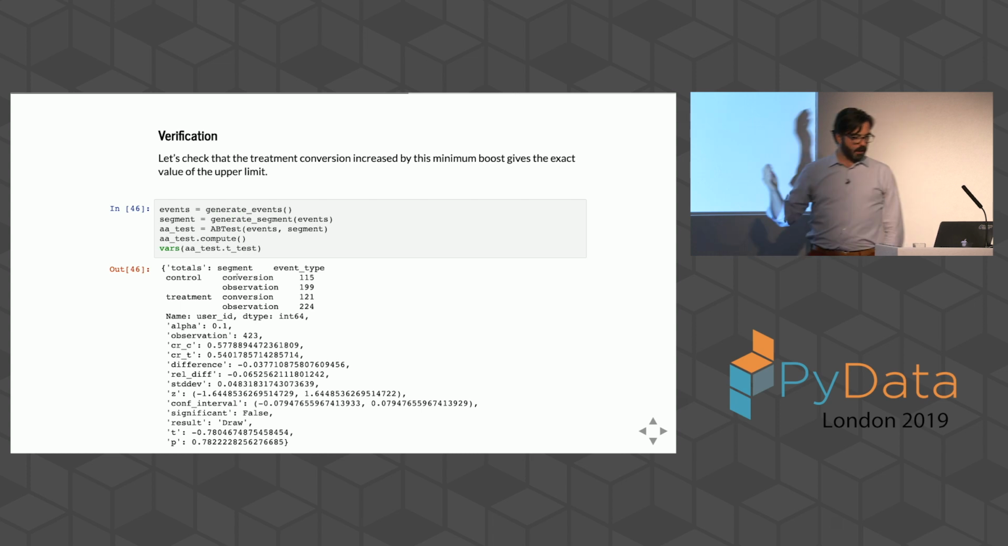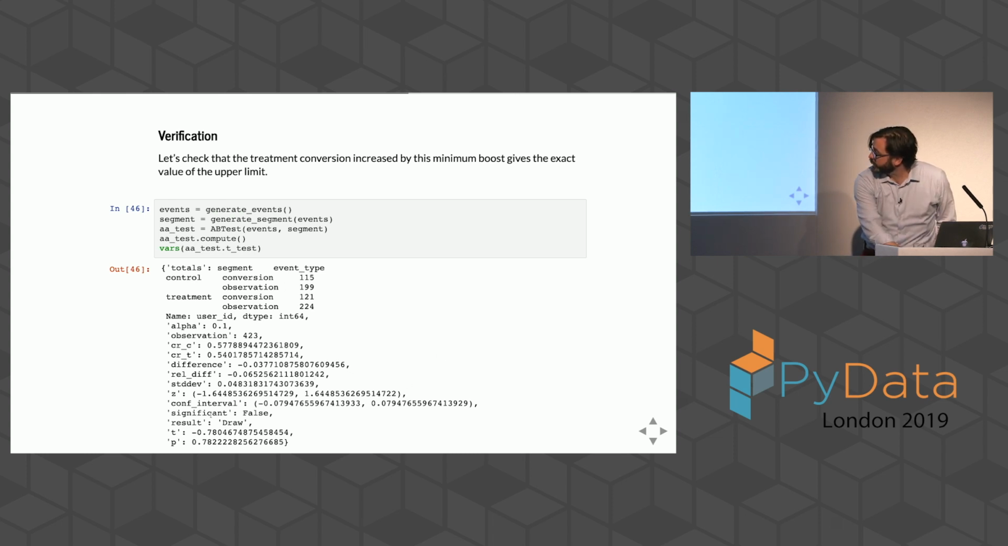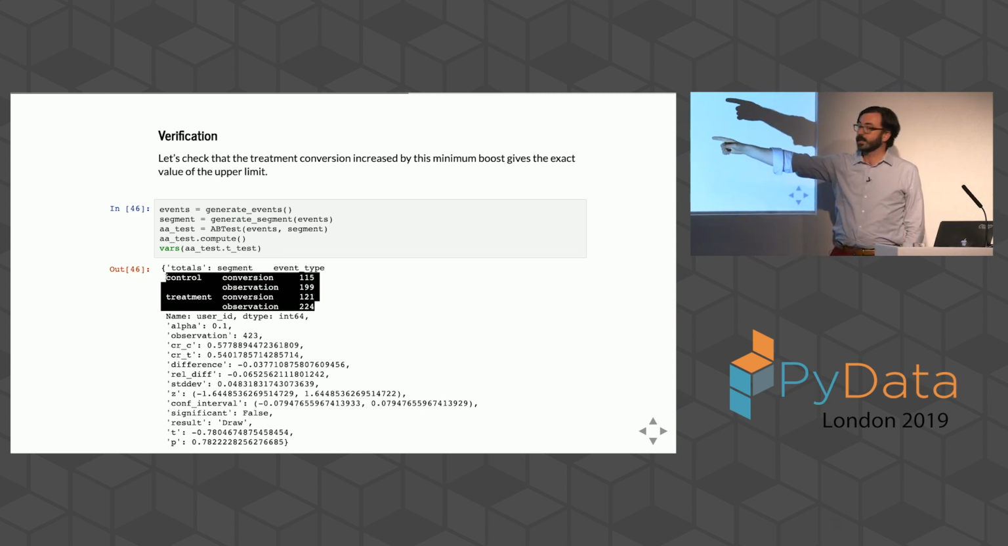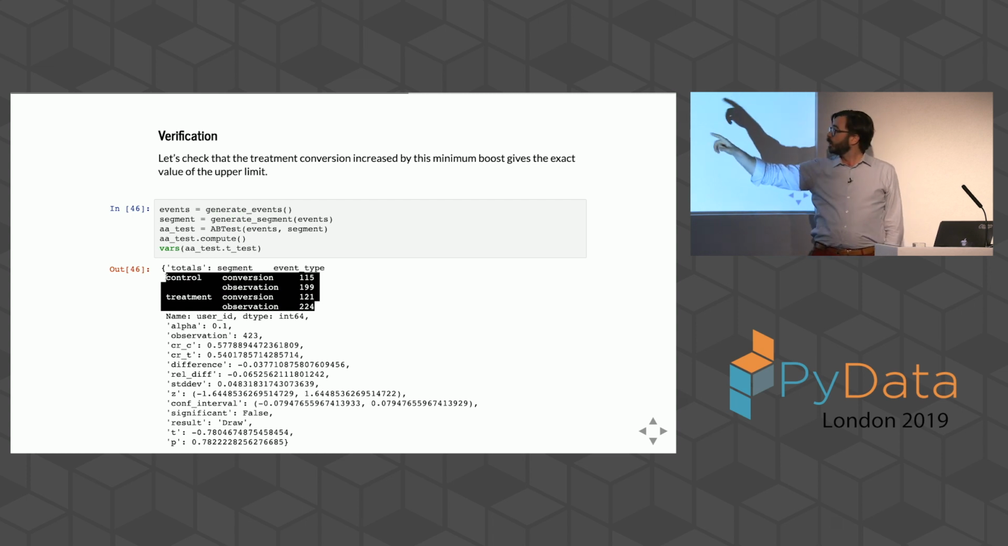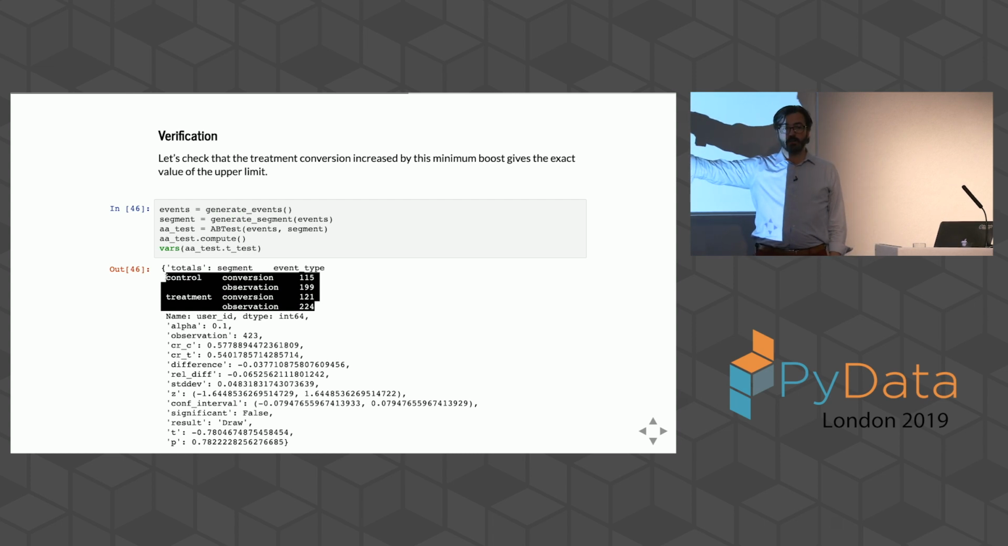Let's take an example. This is just a random AA test. And thankfully, that test is not significant. You can tell here, not significant. The result is a draw. And pay attention to those numbers. What we're trying to do is we keep control where it is. So 115 and 199, we're probably not going to change. 121 and 224 are the numbers that define the ratio, the conversion rate for treatment. And what we're suggesting is, can we increase 121 high enough to make sense?